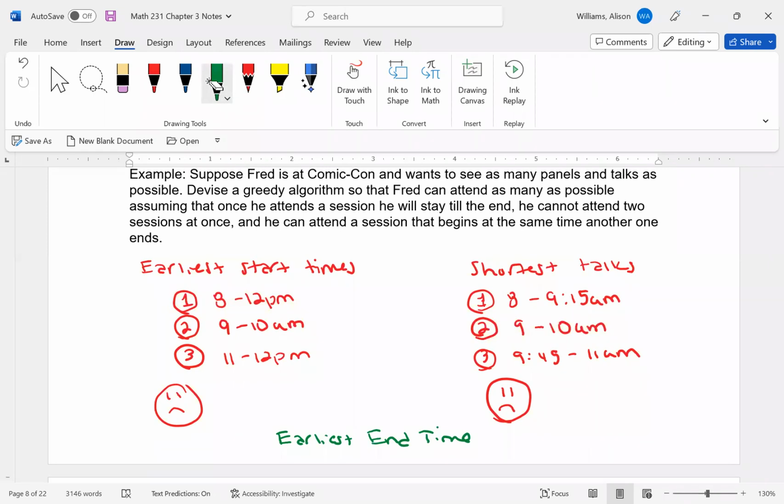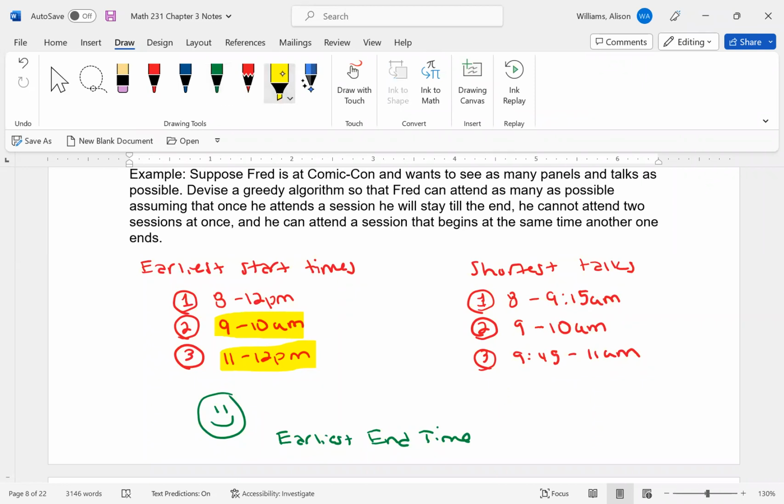Okay. So in the earliest end time scenario, he would pick the 10 a.m. All right. And then automatically he's looking for the next earliest end time. And both of these end at 12 p.m., but he can't attend the first one when he's attended the second one. So he's going to pick the third one. So he's going to select those two based on the earliest end time. All right. So he got the optimal solution. Yay. Happy face. Okay. Let's go over here and see if that works here.